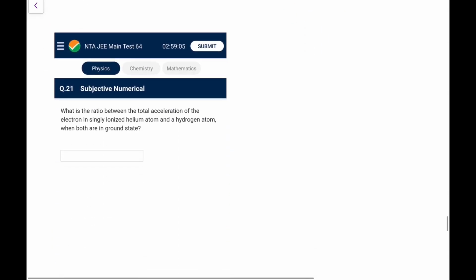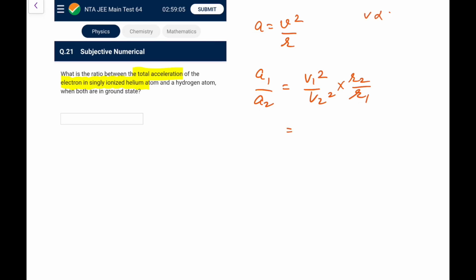Now after 20, let's go for 21st. What is the ratio between the total acceleration of the electron in singly ionized helium atom and a hydrogen atom when they are in ground state? You know acceleration is v square by r. So the ratio a1 by a2 would be v1 square by v2 square into r2 by r1. Okay. So v is proportional to z by n, so v1 by v2 will be z1 square by z2 square, n is same. And r is proportional to n square by z, so r2 by r1 will be z1 by z2. So it is z1 cube by z2 cube.